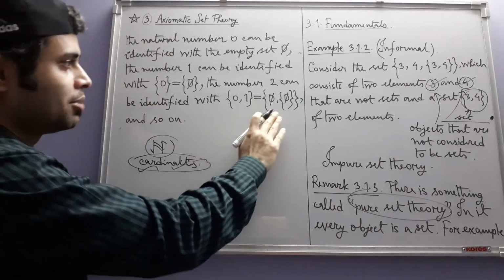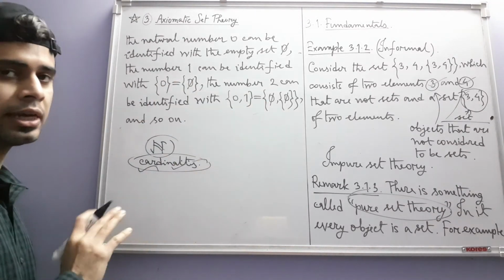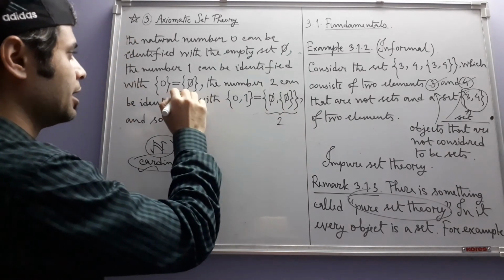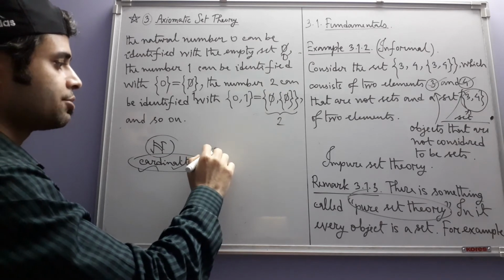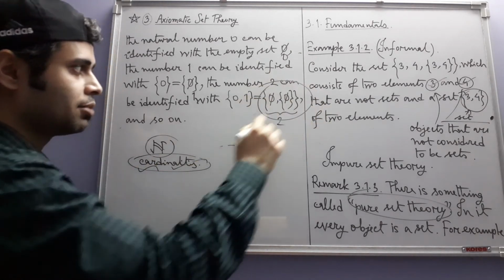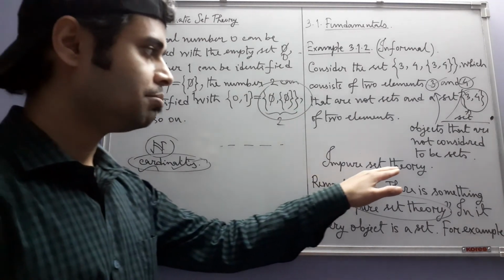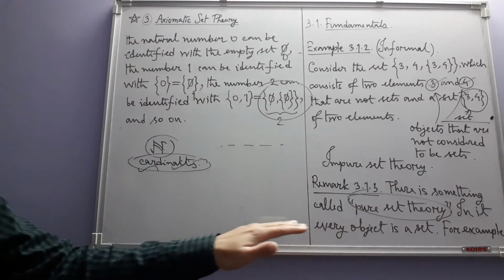You see how complicated this looks. Everything is set, that is fine, but this is 2, this is 1, and this is 0. So you can imagine, as you go to higher natural numbers, what the definition will look like. Because of that, impure set theory is easier to understand from a conceptual point of view.